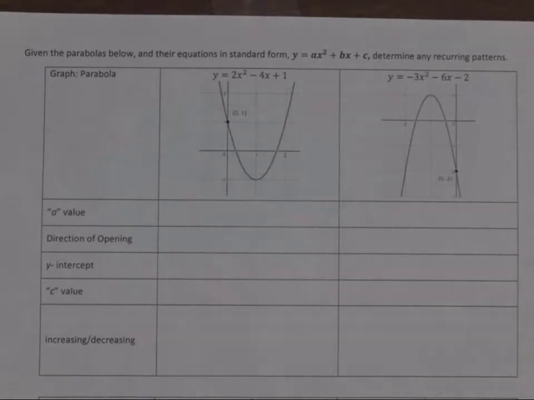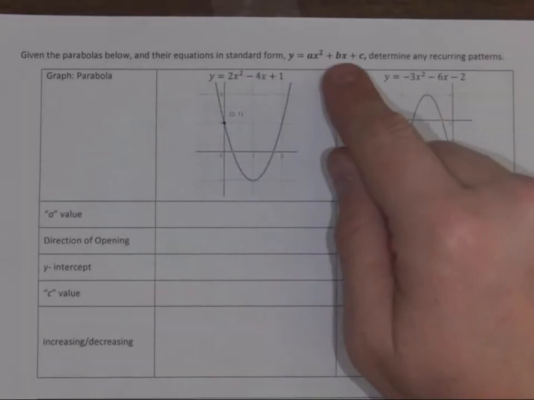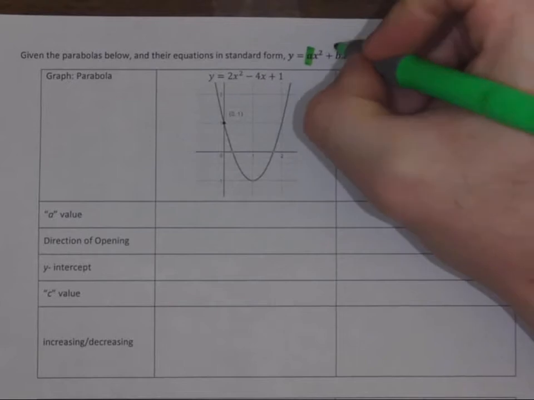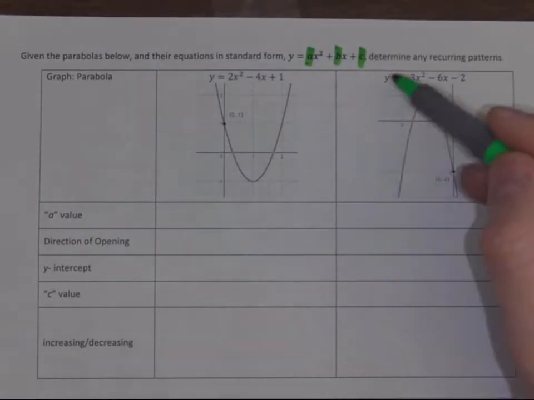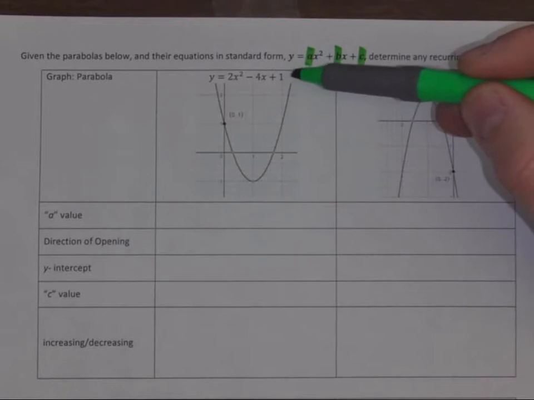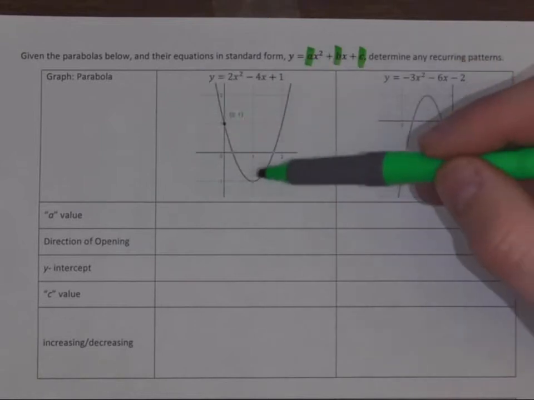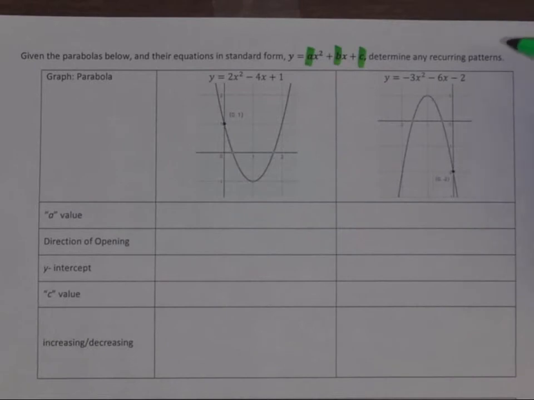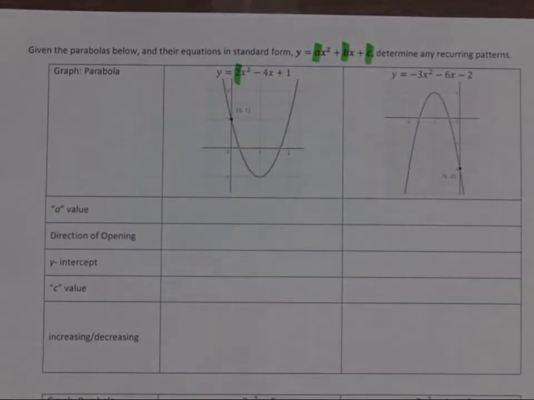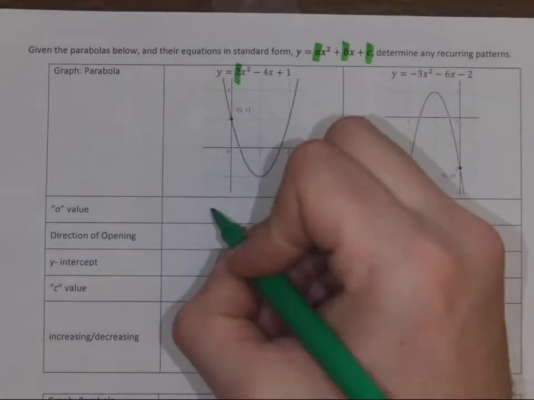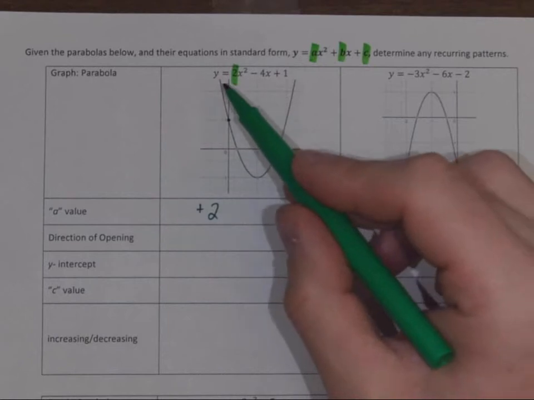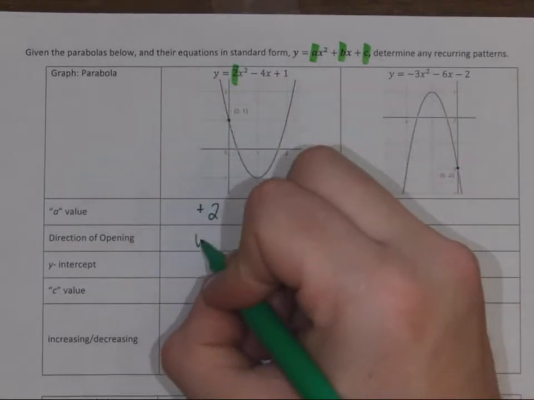Take a second to remember we have standard form. We just talked about A, B, and C, which are all numbers of a quadratic in standard form. So if we look at the equation and the corresponding graph already graphed for you, we should start noticing some things. Our A value, when we look at that, it is 2. And that is a positive number, so it's positive 2. If we look at it, this parabola opens up.